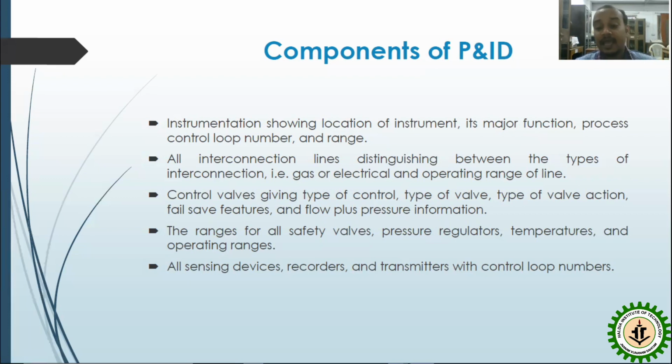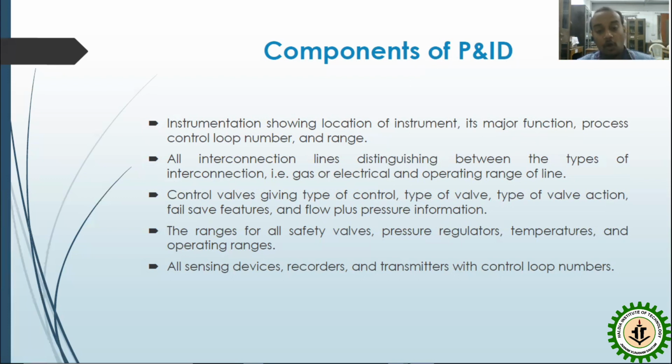From the instrument tag, I can identify which type of control loop this instrument is associated with. That also can be identified. All the interconnection lines distinguish between the types of interconnection. So now, as I already mentioned to you, not only the instruments, but the connection from one end to the other end: is that the connection of an electrical signal? Is that the connection of a pneumatic signal? Is that the connection of a hydraulic signal? That also can be identified by this P&ID.